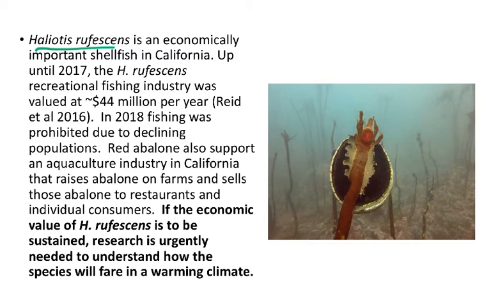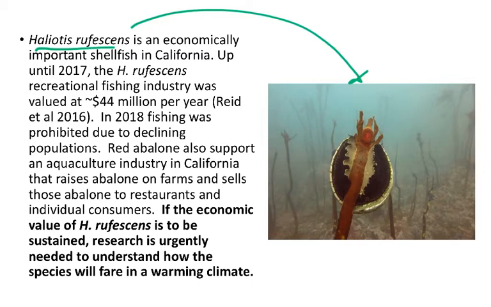Haliotis rufescens, which is the red abalone, is an economically important shellfish in California. Up until 2017, the H. rufescens recreational fishing industry was valued at about $44 million per year. In 2018, fishing was prohibited due to declining populations. Red abalone also support an aquacultural industry in California that raises abalone on farms and sells these abalone to restaurants and individual consumers. If the economic value of H. rufescens is to be sustained, research is urgently needed to understand how the species will fare in a warming climate.